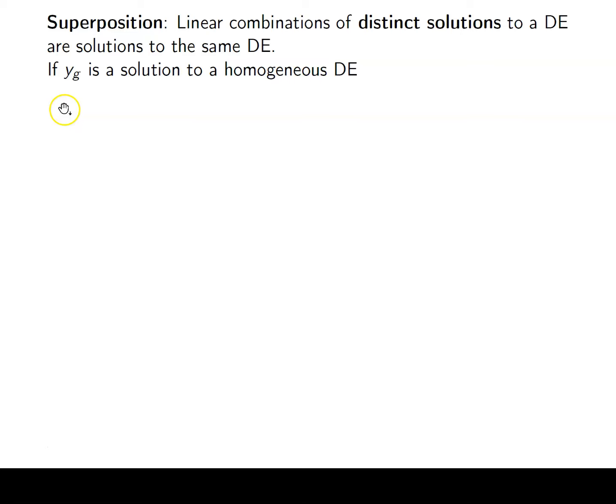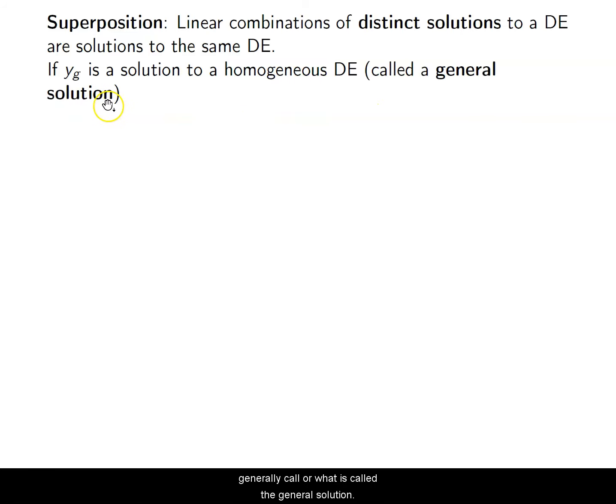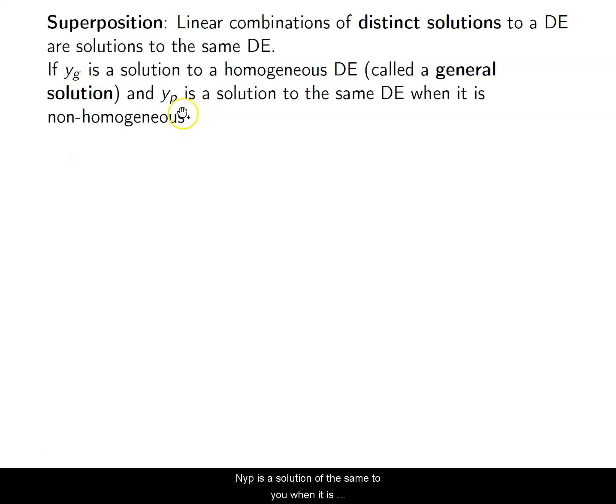So if YG is a solution to a homogeneous DE, which we generally call the general solution, and YP is a solution of the same DE when it is non-homogeneous, which we call the particular solution. So YP is the solution to a non-homogeneous equation.